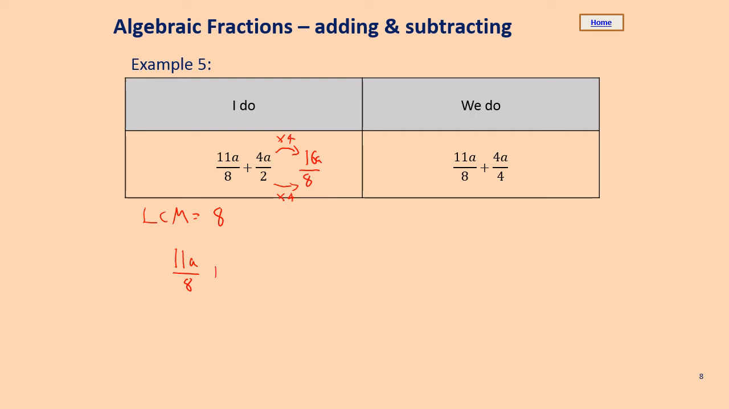So now we can add them together, plus 16a over 8. And if we write that as one fraction like we did previously, it's going to be 11a plus 16a over 8. 11a plus 16a gives 27a over 8. And now what you need to do is check, can this simplify at all? 27 and 8 have no common factors apart from 1. This can't simplify any further. So this is my answer. Please pause the video here, copy this one down, and then try that one, and I'll go through it in a second.